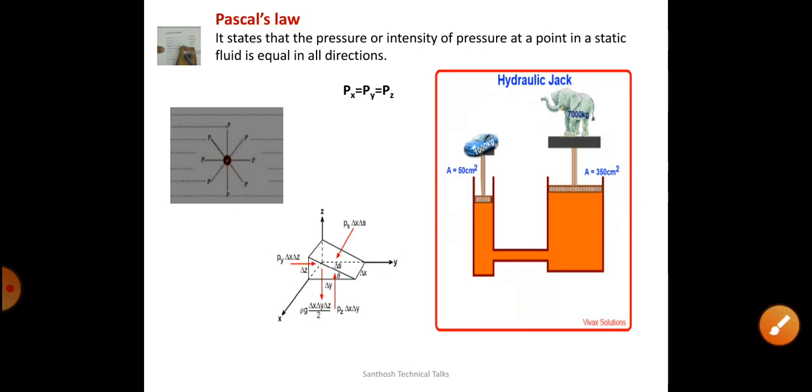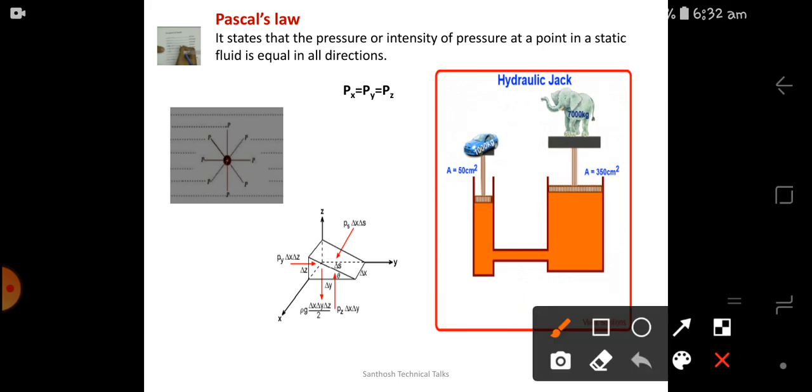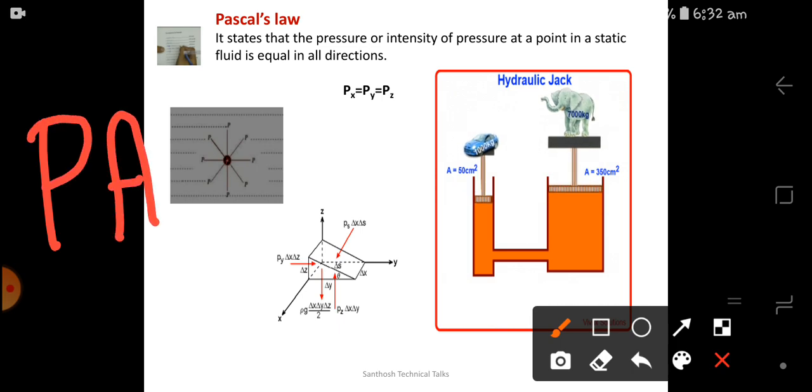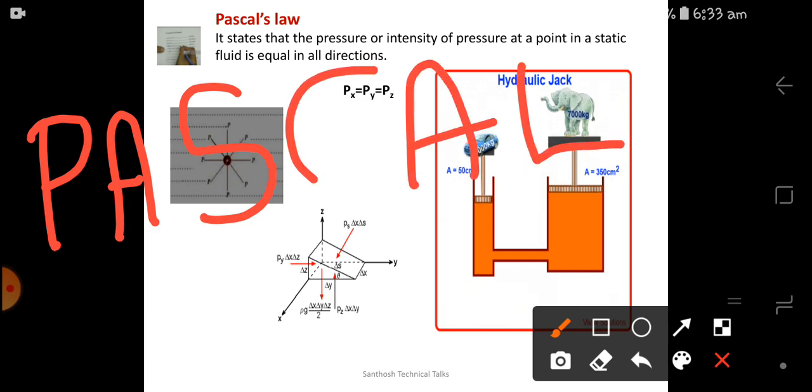So how can we remember Pascal's law? By the name itself. It states that pressure applied in a static fluid is the same in all directions, so you can say L as a D, all directions.